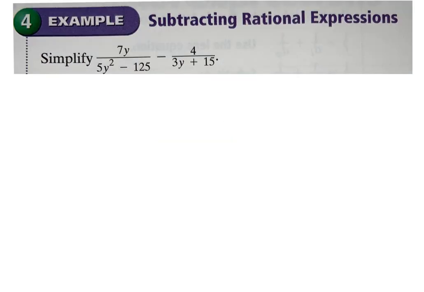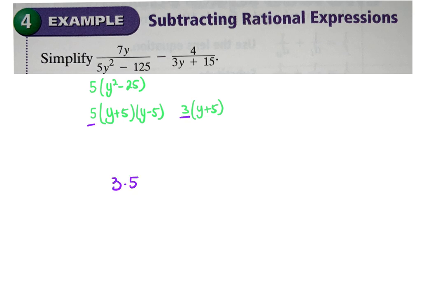Subtraction is handled the exact same way, but you just have to pay attention to your positives and negatives. That negative goes through to the entire second group, okay? So we treat it the exact same. We are going to factor these. Factor out your 5. Y plus 5, y minus 5. And then this is going to be 3, y plus 5 for that one. All right, so my common denominator is going to be 3 times 5 times y plus 5 times y minus 5. That takes care of all of those. That is my common denominator. I'll simplify that in a minute.